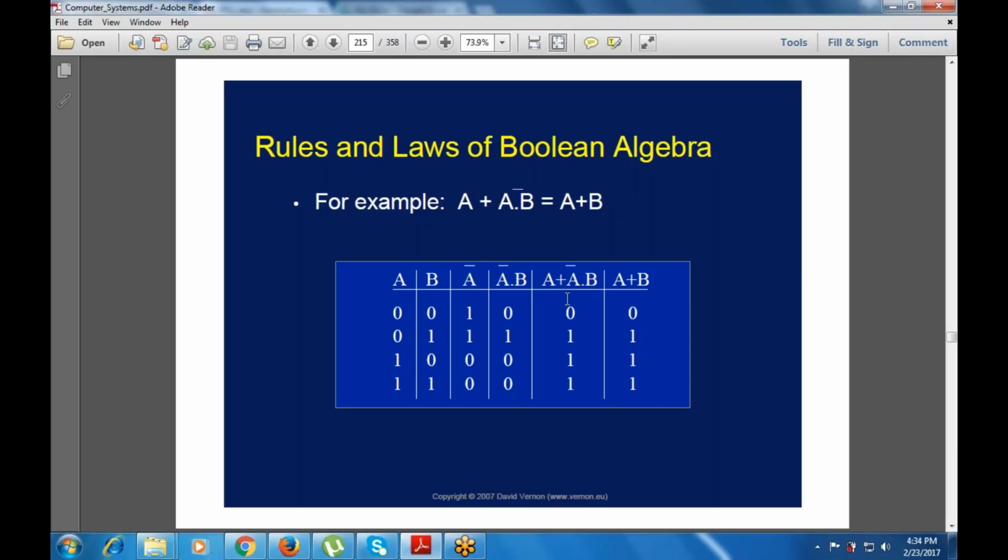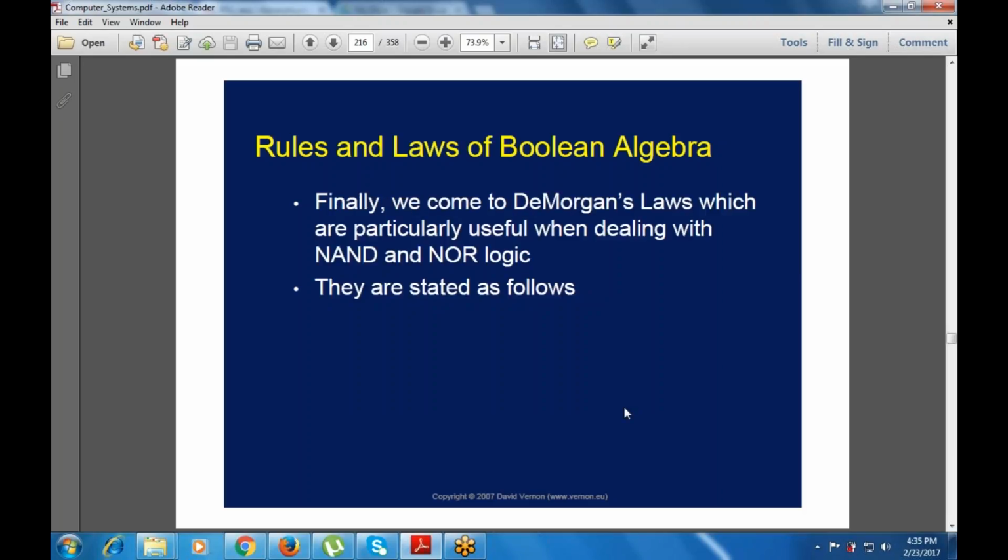Then A plus A complement B. A complement B we have already found. Now we add A to this, that means we do the OR operation with A and A dash B. This gives 0 0 is 0, 0 1 is 1, 1 0 is 1, 1 1 is 1. Then A plus B: 0 0 is 0, 0 1 is 1, 1 0 is 1, 1 1 is again 1.